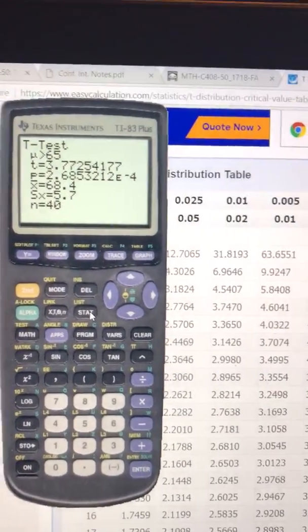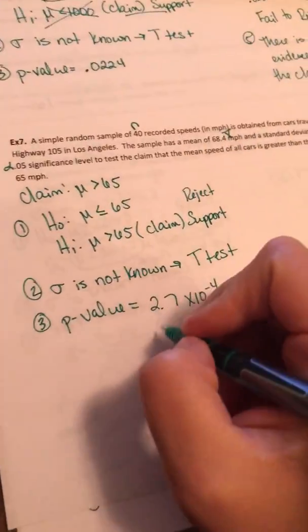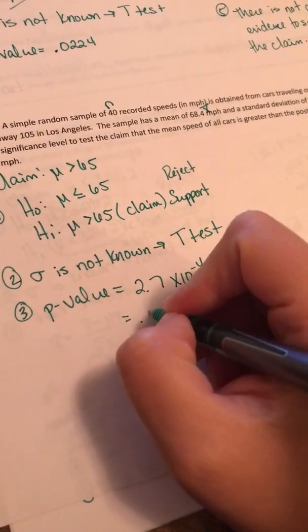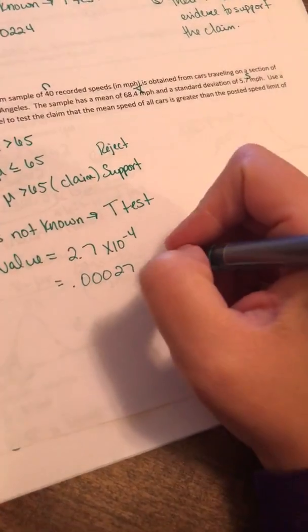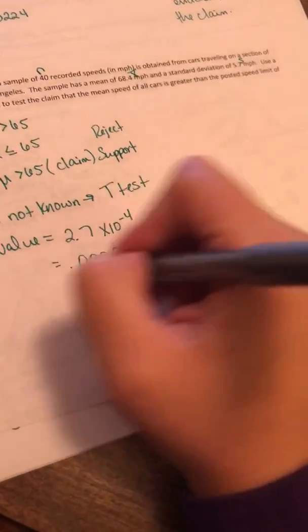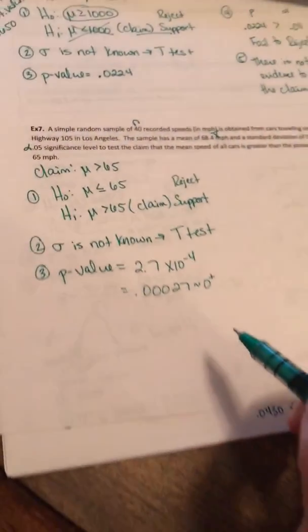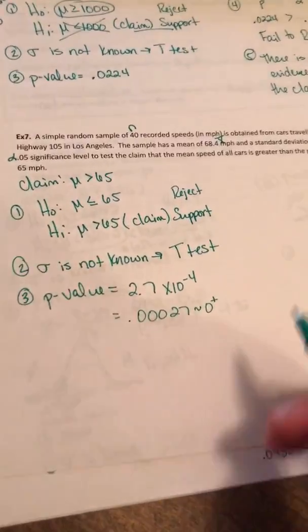So I said anytime you see the E, you can do 0, which is fine. This one, moving the decimal places 4 to the left isn't as bad. So if you want to call it 0, that's fine. If you want to use 0.00027 or 0.0003, that's fine too.